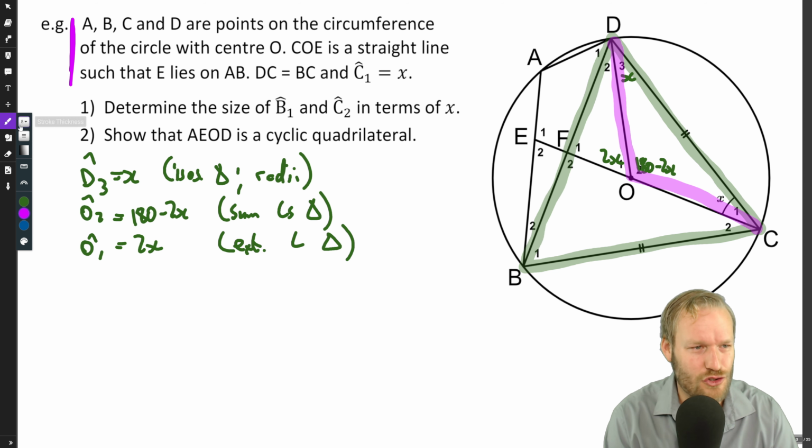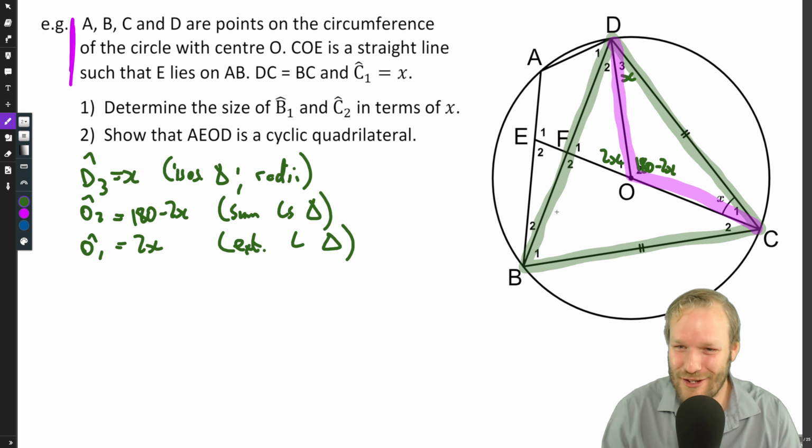So to be honest, I'm just going to jot that down. So again, it's just so exciting. There's so much in the diagram, isn't there? So this one here, if that's 180 minus 2x, B1 is half of that. So that's just 90 minus x, right? Angle at center, twice angle at circumference. We started from D and C to get to both of those.